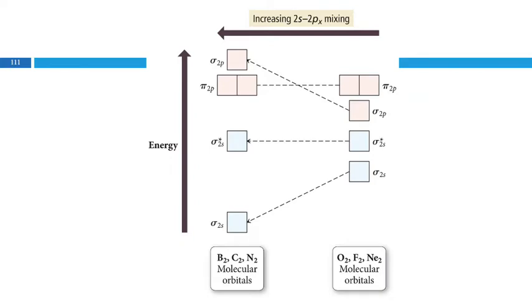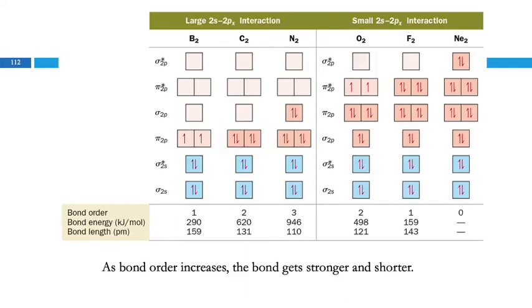So this is the attempt to explain why the order is different. This would represent the molecular orbitals. We're not showing all the atomic orbitals for boron 2, carbon 2, nitrogen 2, oxygen 2, fluorine 2, and neon 2. So we see that the order of these switches between nitrogen and oxygen.